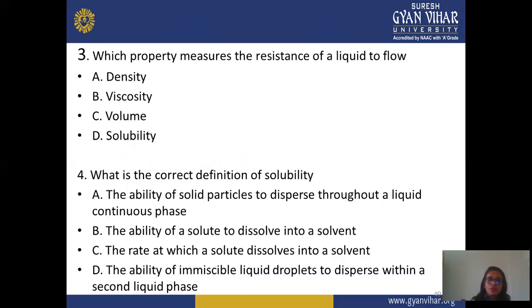In the third question, which property measures the resistance of a liquid to flow? A is density, B is viscosity, C is volume, and D is solubility. And in the fourth one, what is the correct definition of solubility? Option A is the ability of a solid particle to disperse throughout the liquid in a continuous phase. Option B is the ability of a solute to dissolve into a solvent. Option C is the rate at which a solute dissolves into a solvent. And option D is the ability of an immiscible liquid droplet to disperse within a second phase.